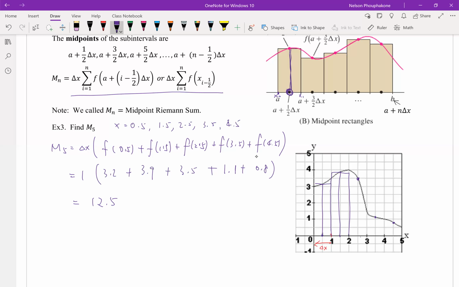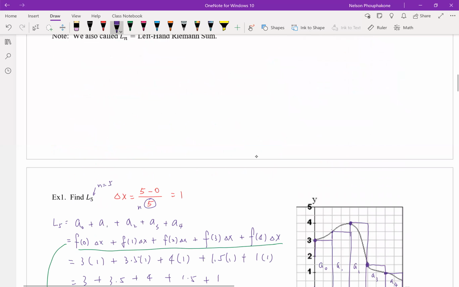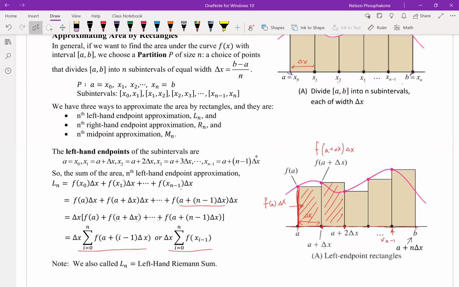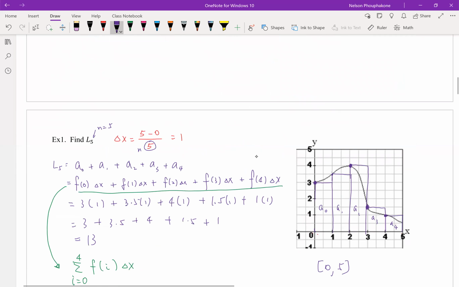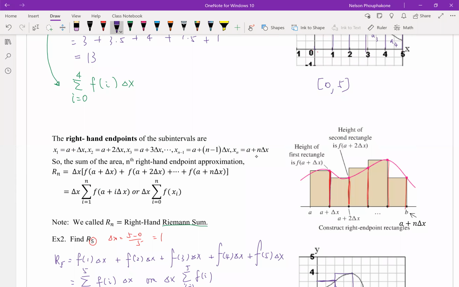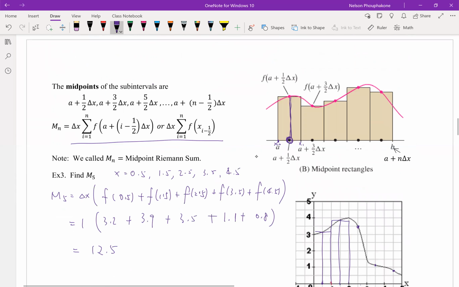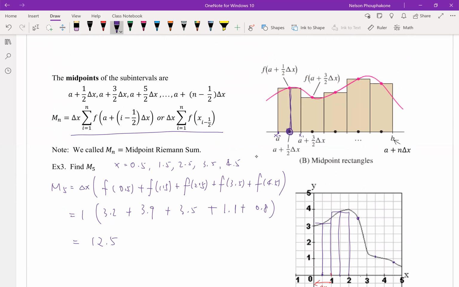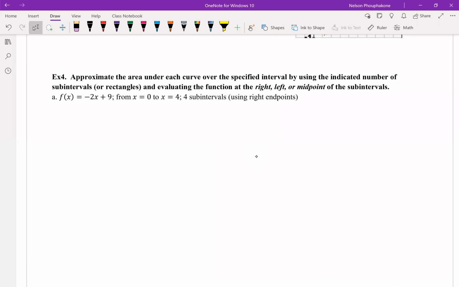Left endpoint, we are working with the left end. Right endpoint, we work with the right endpoint. And the midpoint is the one in the middle between x naught and x of 1, something like this. And now, let's see how we actually work with an example.